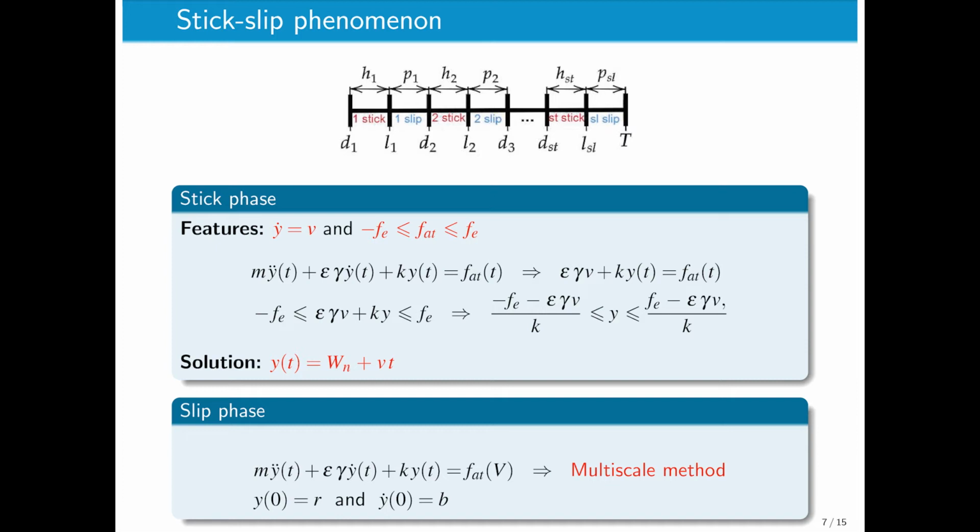But when the velocity is different than zero, the system is in the slip phase, which is governed by the nonlinear IVP, for which we don't know an analytical solution. So for this phase, we use the multiscale method to obtain an analytical approximation to the solution.